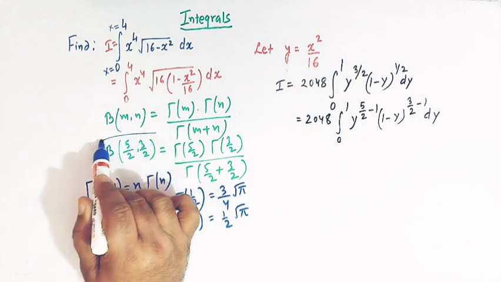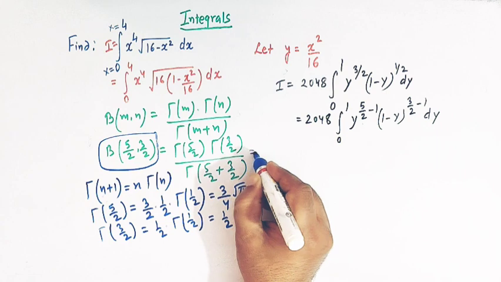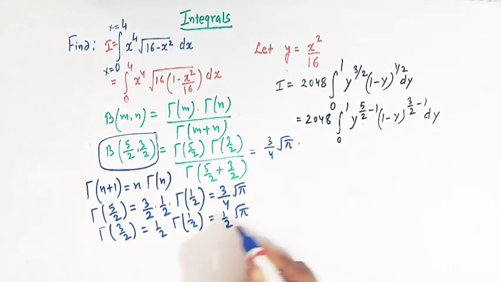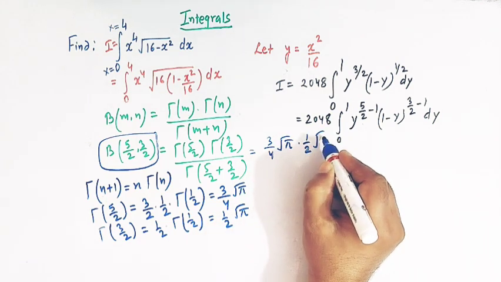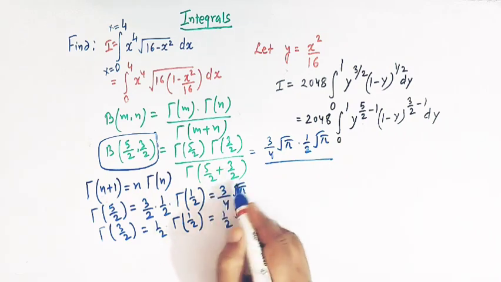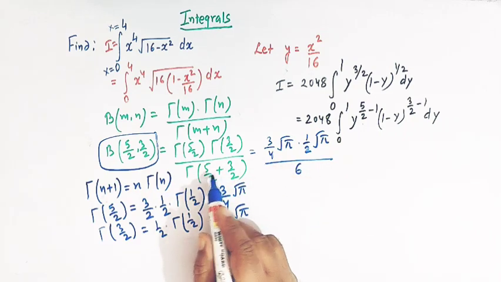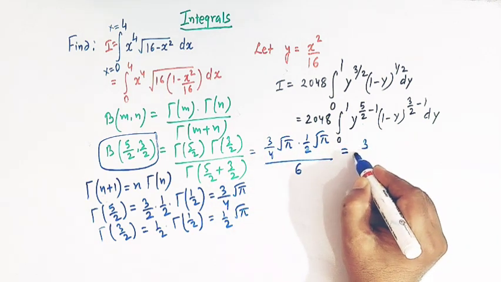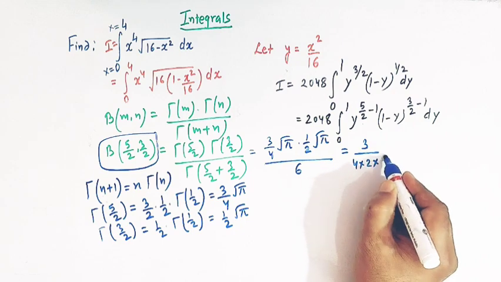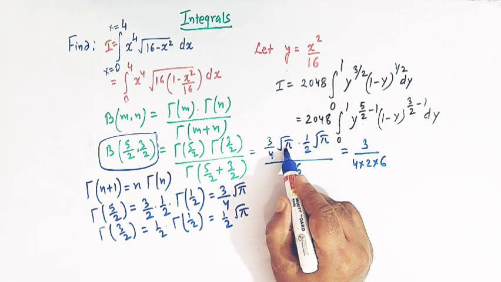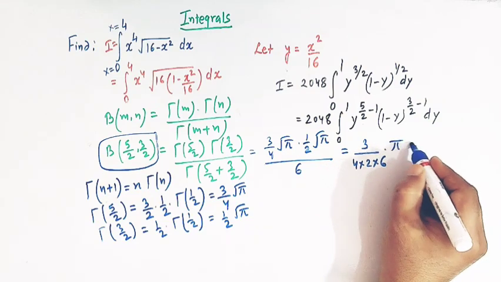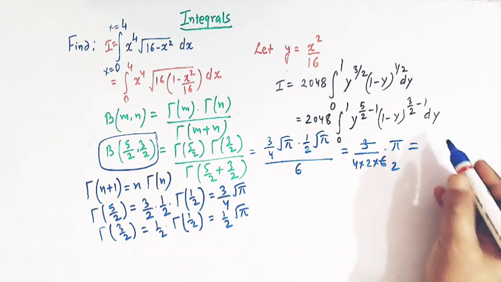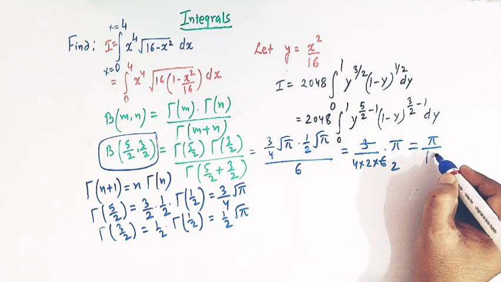So viewers, the value of this quantity is now 3 by 4 square root of pi, and here we have half square root of pi, and in the denominator we have 6, that is 3 factorial. So this is 3 divided by 4 times 2 times 6, and here we have square root of pi times square root of pi, that is pi. So this is 3 over 6, so we have 4 times 2 times 2, that is pi over 16.